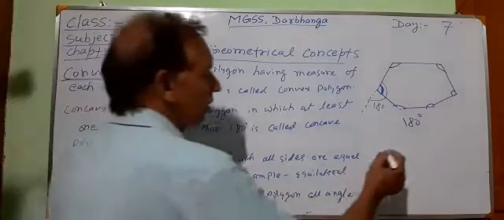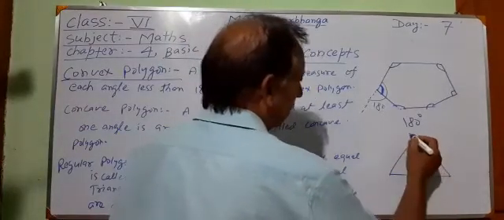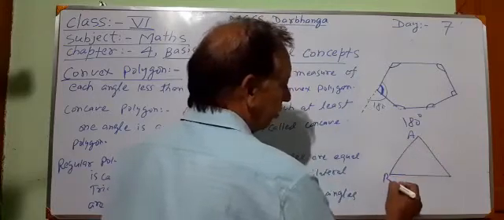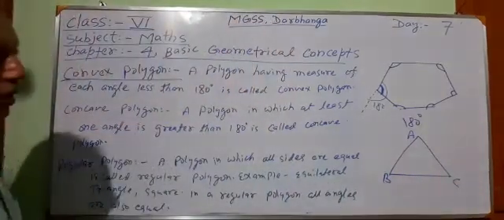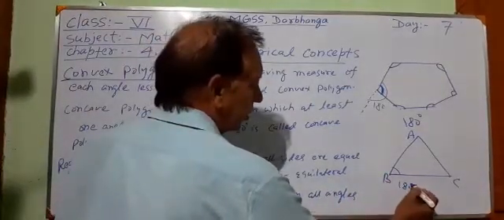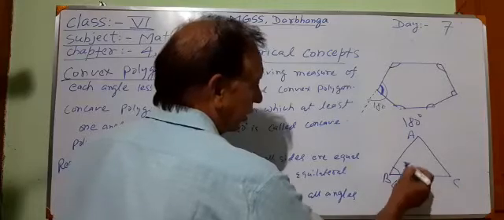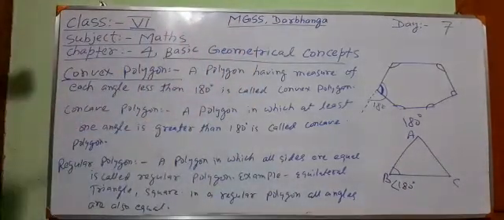A triangle, any type of triangle. Here this is a triangle. The name of the triangle is ABC. There are three sides and three angles. The measure of each angle is less than 180 degree. So this is an example of a convex polygon.